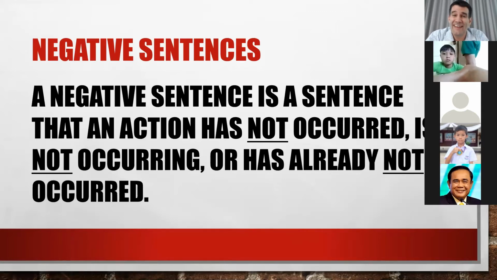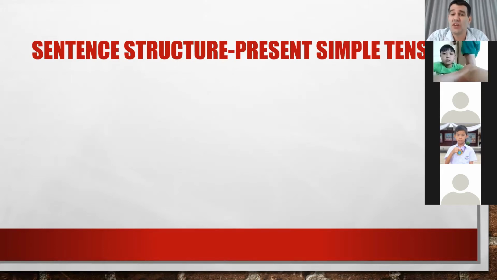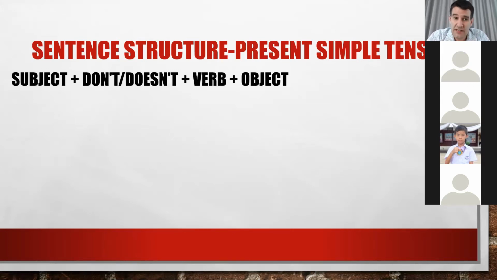So we will talk a little bit about negative sentences. Negative sentences have a different sentence structure, a little bit. And a negative sentence is a sentence that says an action has not occurred, is not occurring, it is not happening. So positive is an action is happening, will happen. Negative will not happen. Okay? So this is the sentence structure for present simple tense or verb 1. So subject plus don't or doesn't plus verb plus object.